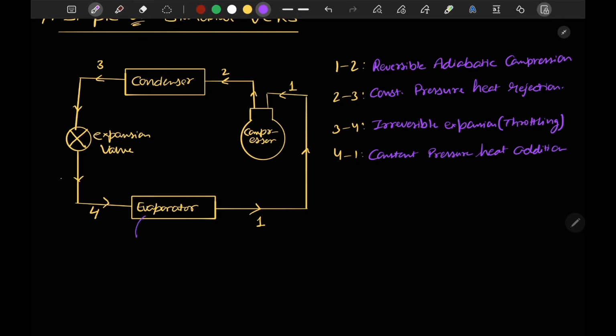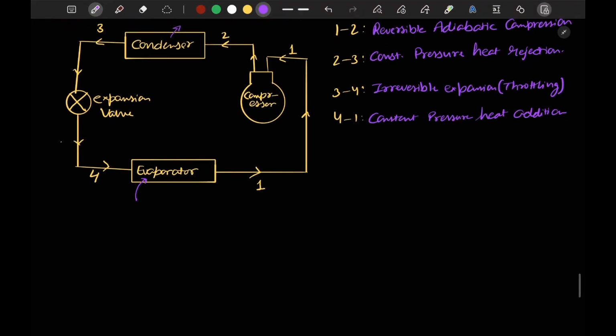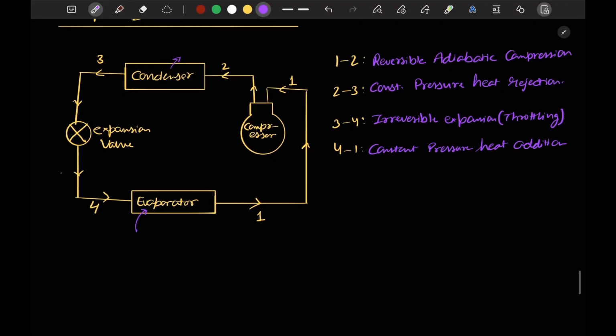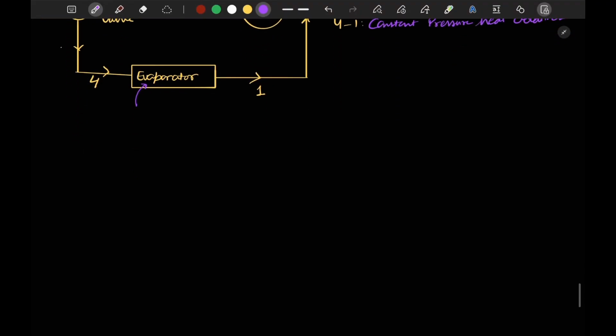The evaporator is where we keep the things which we have to cool down, and the condenser is how our refrigerator exchanges heat with the surroundings. I hope you understand these points. Now I will draw this simple VCRS cycle on the TS and PH diagrams.